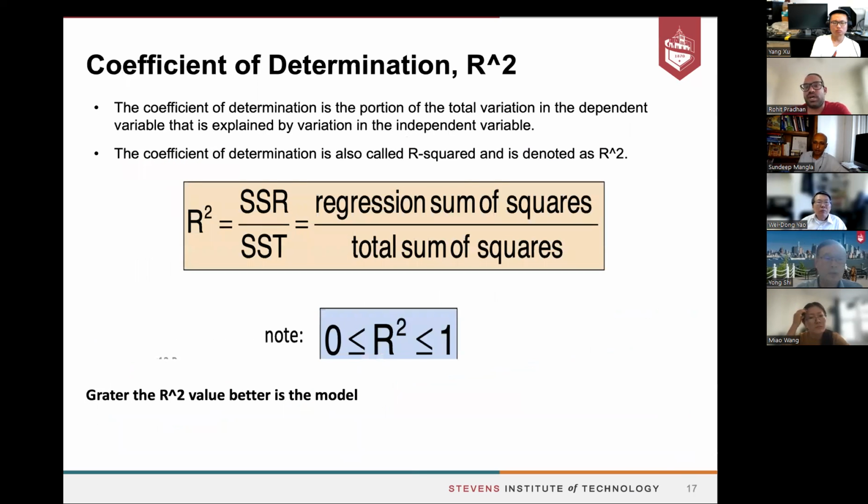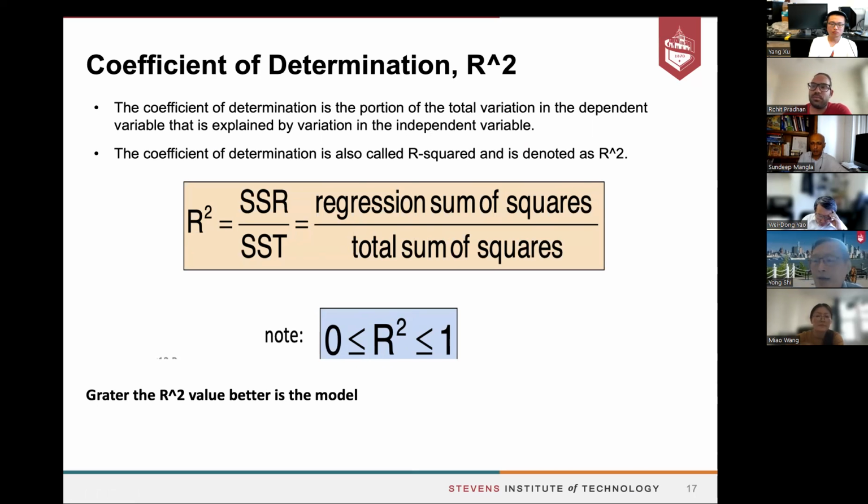So again, R square is the regression sum of squares divided by total sum of squares, and this is the evaluation metric for our regression model. R square is between 0 and 1, so the higher the R square value, the better our model. When we say R square is 0.98, we can say that our data is well fitted to the model and our predictions are close to the observed values.